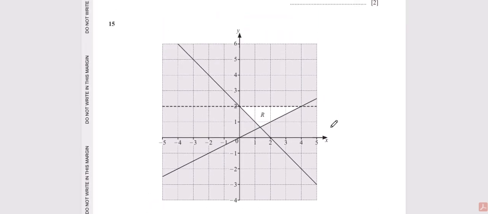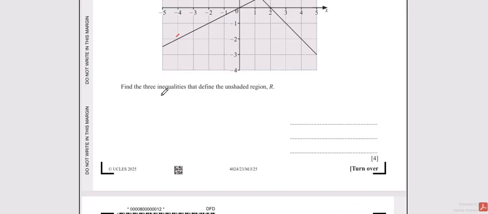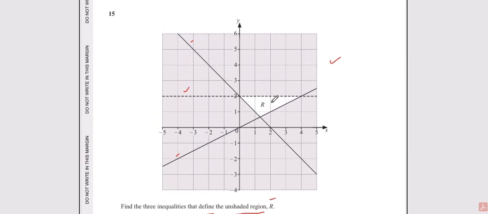In this question, we have a grid in which there are the following three lines. This is our first line, this is my second line, and this is our third line. The question says we have to find the three inequalities that define the unshaded region R. You can see here there is unshaded region R. We have to find the inequalities opposite to this unshaded region R.